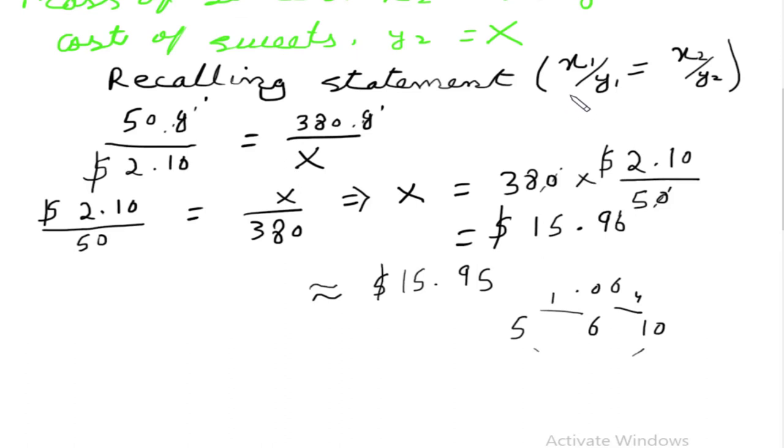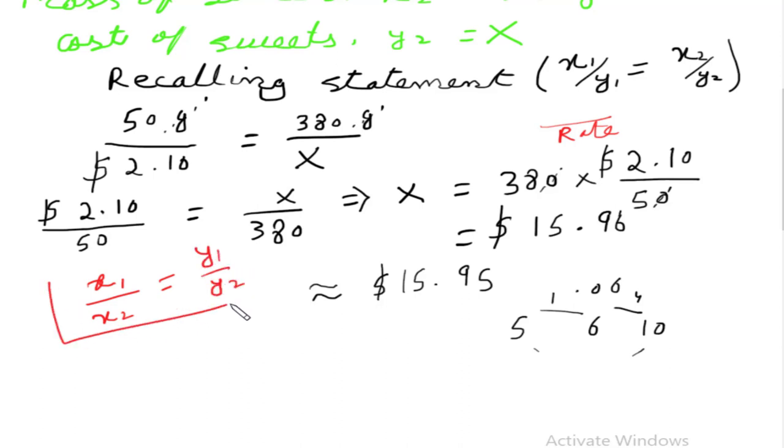I just want to mention something important. As I have told you, this is the proportion statement: x sub 1 divided by y sub 1 is equal to x sub 2 divided by y sub 2. This is what we call a rate. But you can also write this one as, this is the bonus, x sub 1 divided by x sub 2 is equal to y sub 1 divided by y sub 2. You can also use this one, and you will see that after calculation, your answer will be the same. And this is what we call a ratio.